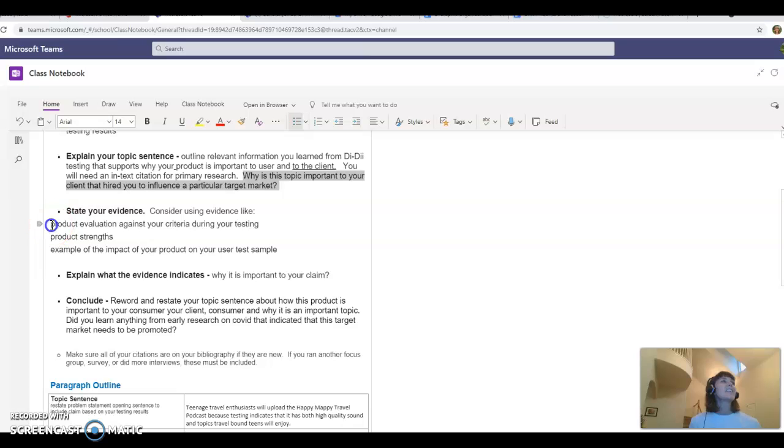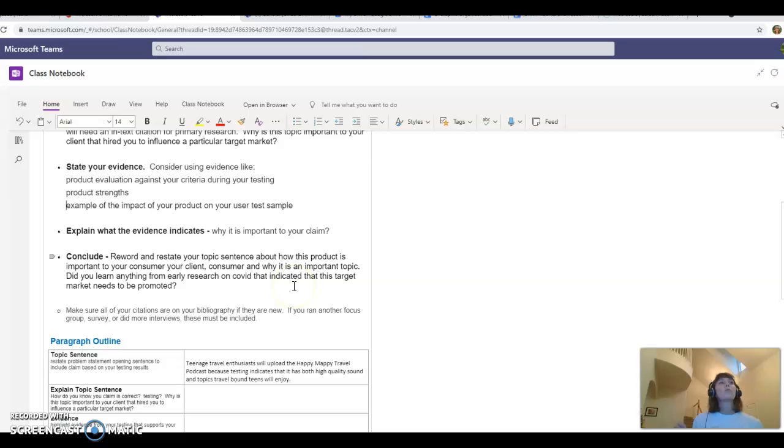Next, you're going to state your evidence. So you can do this in a number of ways. I would like you to consider the product evaluation against your criteria. That's good evidence. Maybe your product strength. That's evidence. Potentially an example of the impact of your product on your user test sample. That's all great evidence. You can use one or a combination of those.